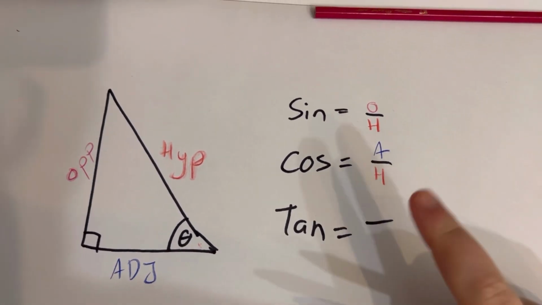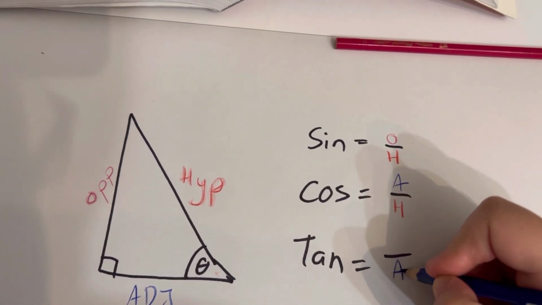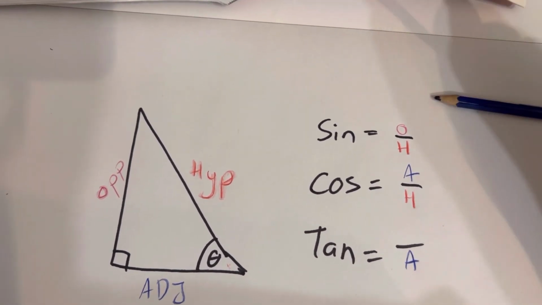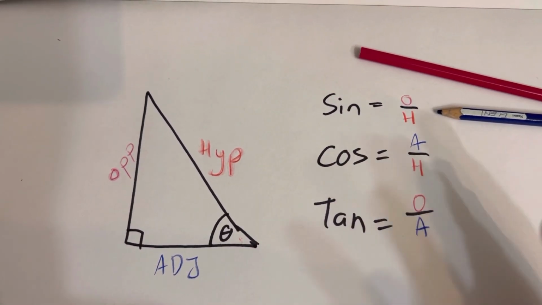Now tan's the odd one out, tan doesn't use the hypotenuse. Tan is opposite over adjacent, so adjacent and opposite, right? That's what you need to know to find sides.